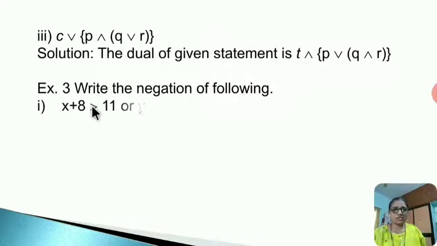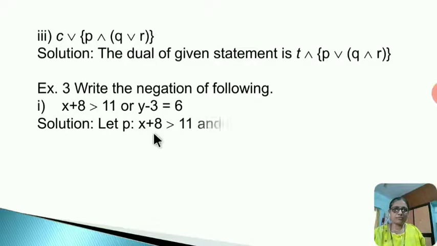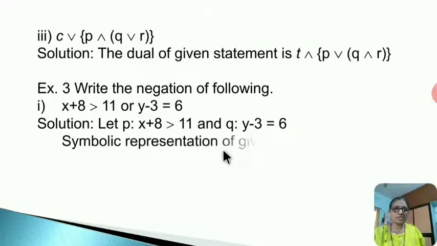So the first example is x plus 8 greater than 11 or y minus 3 is equal to 6. Now first of all let us represent these two statements as P and Q. So in the solution let P is x plus 8 greater than 11 and Q is y minus 3 is equal to 6. Here these two statements are connected by or. That means there is disjunction of these two statements. And so the symbolic representation of given statement is P or Q.